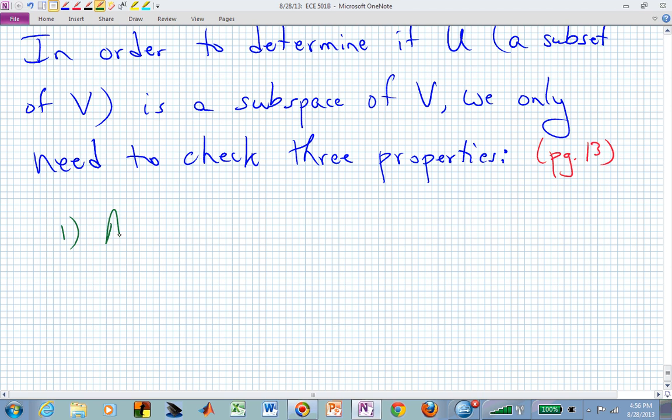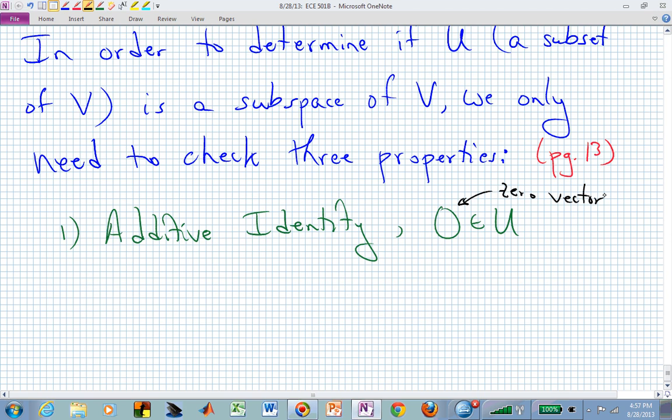The first thing is we need this potential subspace to have an additive identity. And what was our additive identity? Prop 1.2, what was that? That's our zero vector, isn't it? So we need this zero vector to belong to this subset. If we can't find a zero vector, then it's not going to be a subspace.